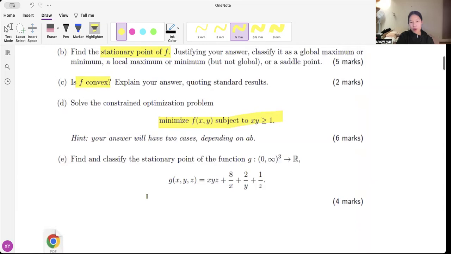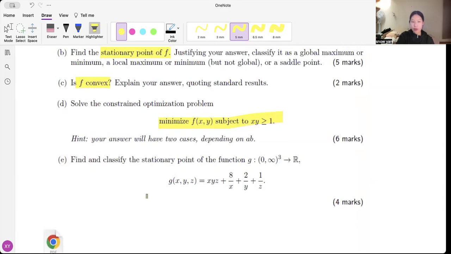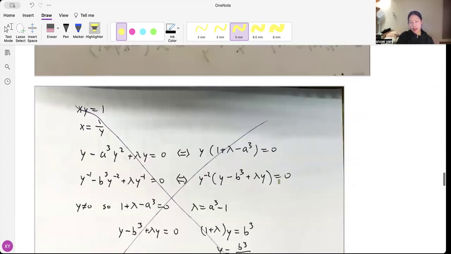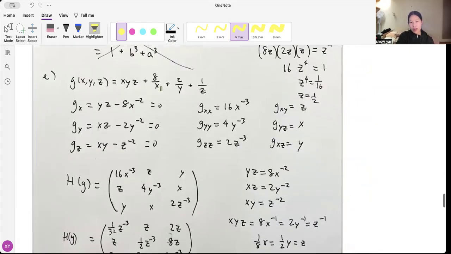Okay, so going to part E, find and classify the stationary point of the function g from 0 to infinity cubed to r. So we have this function over here. Stationary point and classify, classic question. I copied out my function.